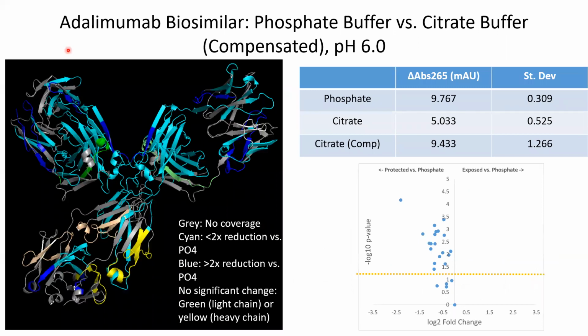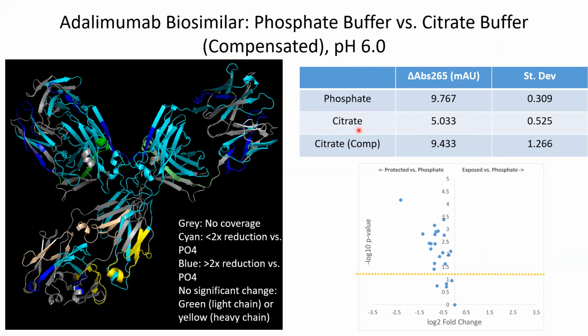So let's go back to our adalimumab biosimilar, and let's apply our compensation technology to that. If we look at the adenine absorbance in the sodium phosphate buffer, our adenine dosimetry gives us a reading of 9.767 delta absorbance at 265. If we perform the same experiment under the same optical conditions in citrate buffer, it now drops to 5.0. So a huge decrease in the effective radical concentration due to the scavenging capacity of the citrate.